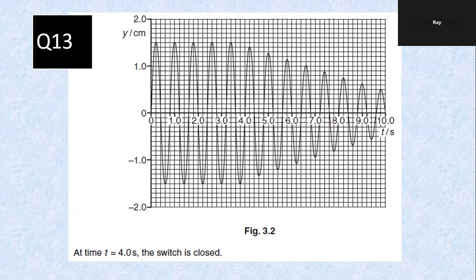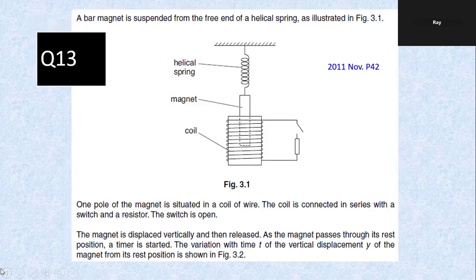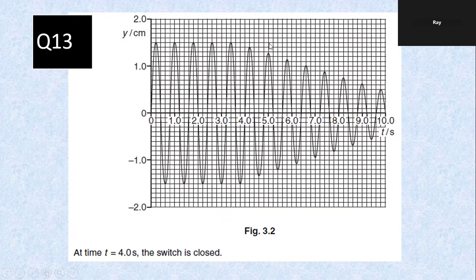So when the switch is closed, let's just review that. As this one oscillates, it induces current in the circuit. So it means that the energy of the oscillating magnet is converted into electrical energy, and lost as heat. So that's why the amplitude starts to decrease.